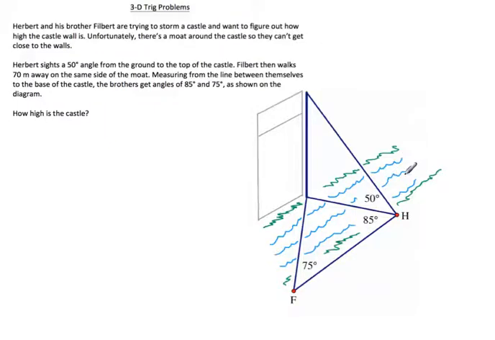In order to figure out how high the walls are, Herbert, shown here in the diagram, sights a 50-degree angle from the ground and the water to the top of the castle. And then Filbert walks 70 meters away, so this is 70 meters, on the same side of the moat. Now, measuring from the line in between Herbert and Filbert to the base of the castle, they get angles of 85 degrees and 75 degrees, as shown here. The question is, with this information, can you figure out how high the castle wall is?